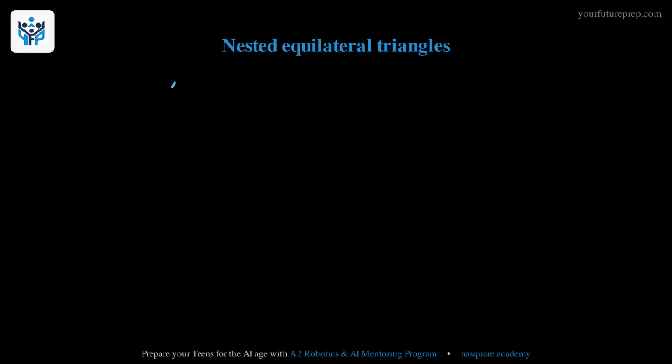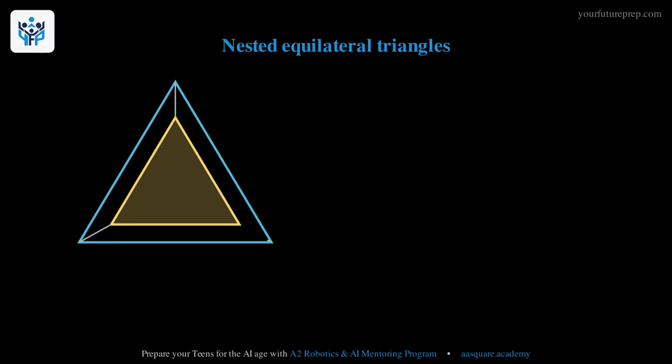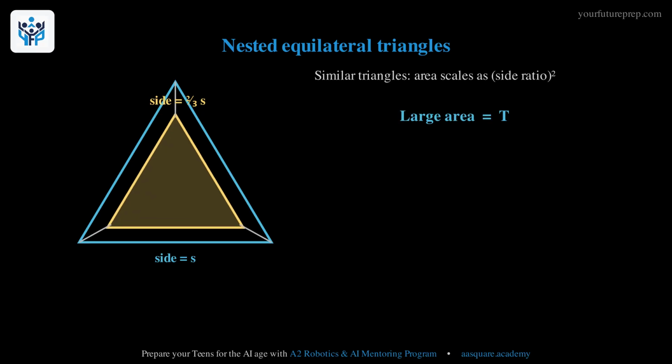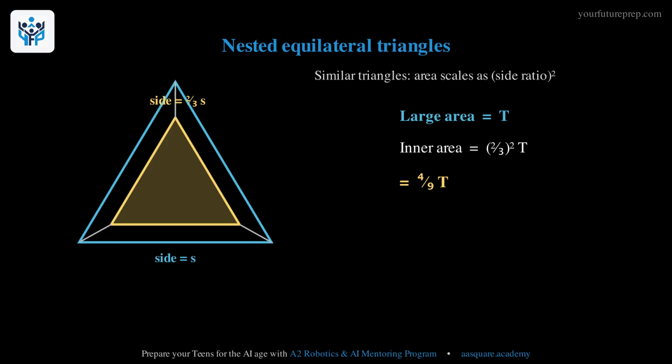Let's draw it. Here is the large equilateral triangle, and inside it the smaller equilateral triangle. Connecting the corresponding corners splits the region between them into three congruent trapezoids. The key fact is that the areas of similar triangles scale as the square of their side lengths. Let the large triangle's area be t.